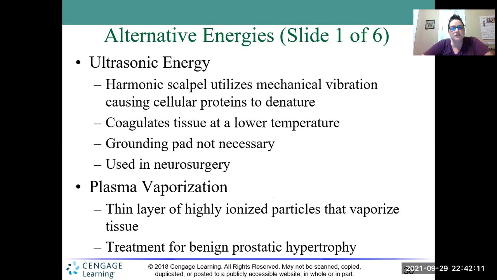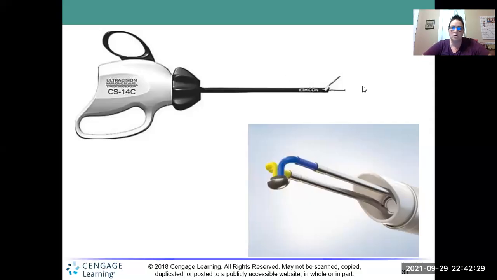Ultrasonic energy. This is what's called a harmonic scalpel. Let me look, I had a picture of that as well. There. Okay. It's like I knew I had a picture. So this is a harmonic scalpel, and you guys have seen these. Ultracisions made by Ethicon. We've got some of these in the lab. So this is considered a harmonic scalpel.